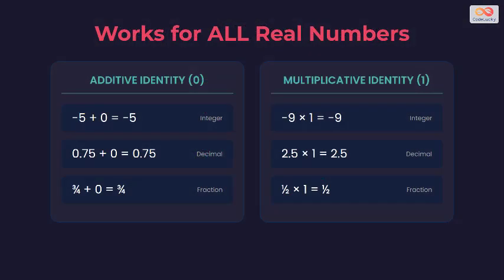The beauty of these properties is that they apply to all real numbers, not just whole numbers. For the additive identity, -5 plus 0 is still -5. 3/4 plus 0 is still 3/4. For multiplication, -9 times 1 is -9. Even fractions and decimals obey this rule. 1/2 times 1 remains 1/2.